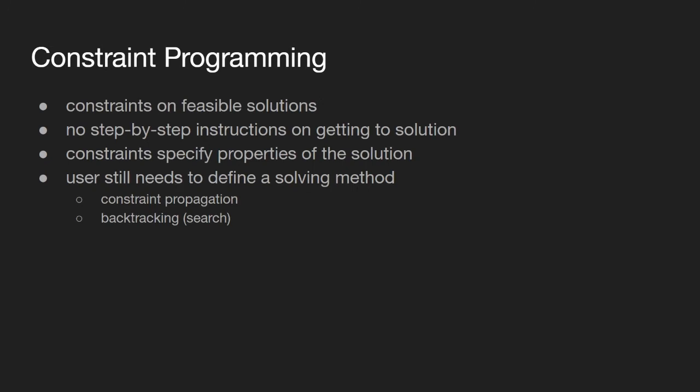In constraint programming, users declare the constraints on feasible solutions for a set of decision variables. As opposed to the common primitives of imperative programming languages, constraints do not specify how to execute towards a solution step by step. Rather, constraints specify the properties of the solution that's to be found. The user still needs to specify a method in which to solve these constraints. Two of the most popular and well-defined such methods are constraint propagation and backtracking through search.